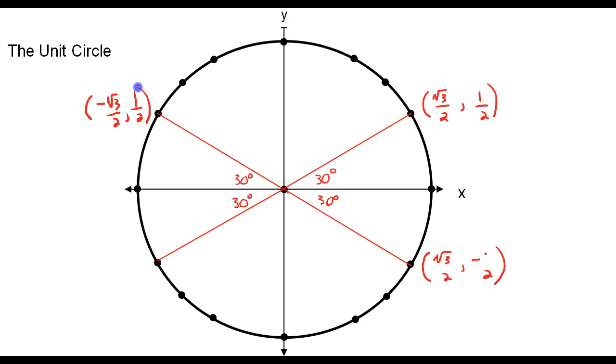And then look at this one down here. It's going to have the same x-coordinate as this point because they both go to the left the same distance. It's going to have the same y-coordinate as this point because they are directly across from each other. So let's fill this back in. And this point is going to be negative radical 3 over 2, comma, negative 1/2.